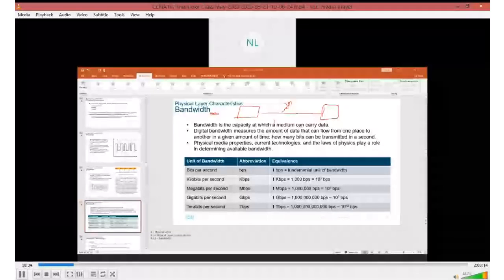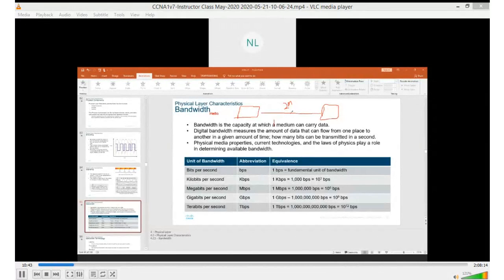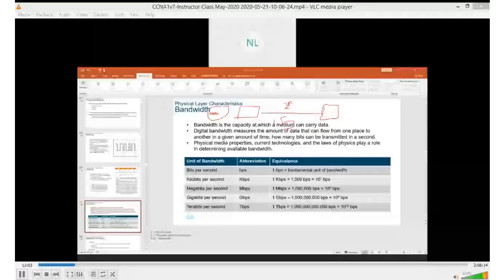So at every second, it can take 1 bit. Assuming H is a bit, the first second it took H, E is a bit, the second second it took E, the third second it took L, the fourth second it took L again, and the last second it took O. Meaning that in 5 seconds it has sent hello, which is 5 bits. But if it is, for example, 5 bits per second, it means at a point in time it can move the entire hello. So this is the capacity at which a medium can carry data.